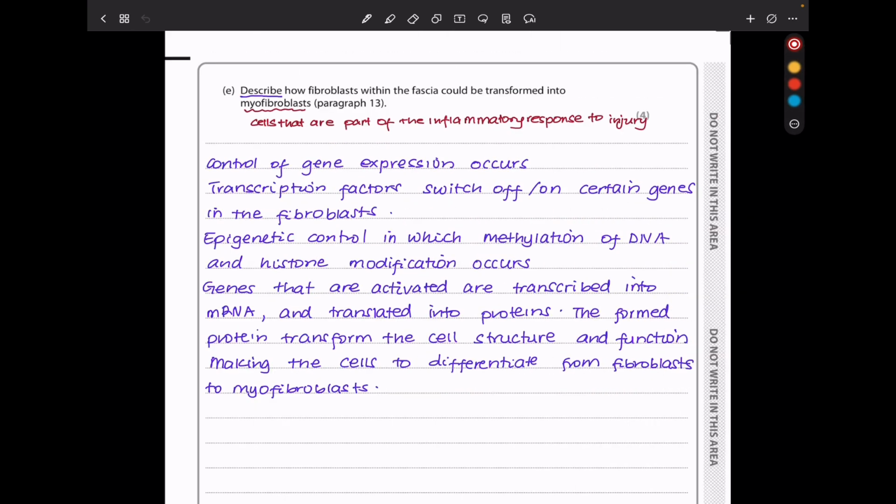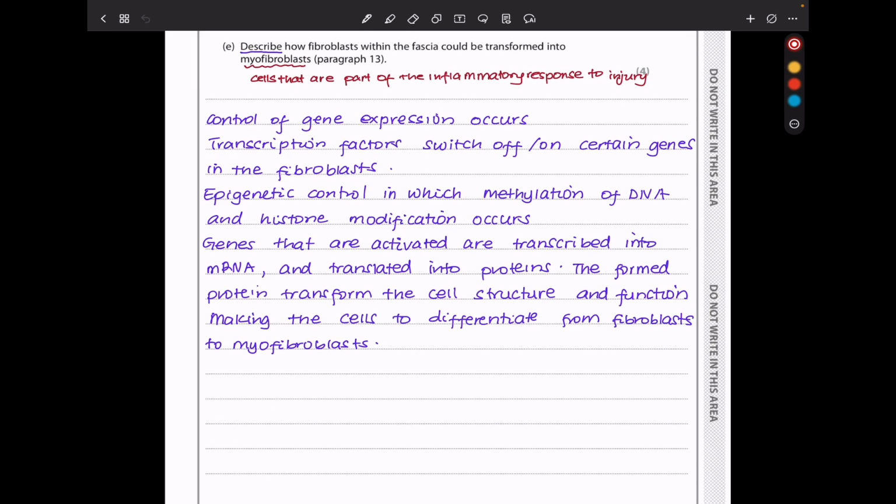Next, I say describe how fibroblasts within the fascia could be transformed into myofibroblasts. This is differentiation, so I said control of gene expression occurs. Transcription factors switch off or on certain genes in the fibroblast. Epigenetic control in which methylation of DNA and histone modification is going to occur. Genes that are activated are transcribed into messenger RNA, and these are going to be translated into proteins. The formed proteins are going to transform the structure as well as the function of the cell, making it differentiate from fibroblasts to myofibroblasts.